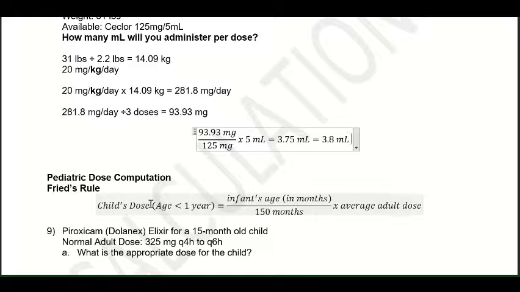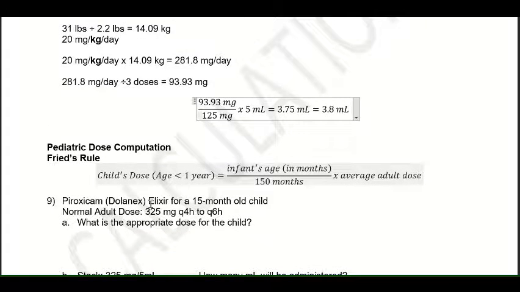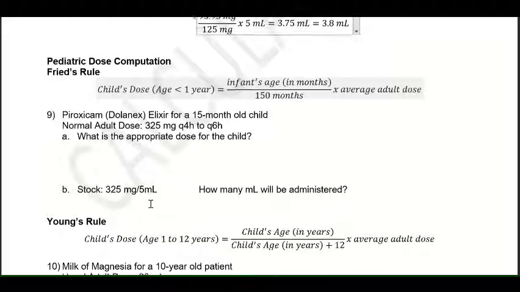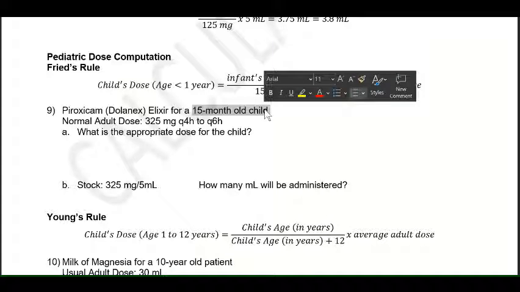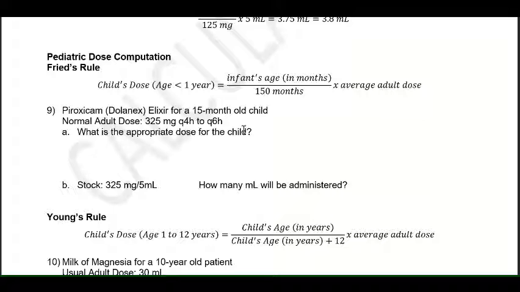I hope you're learning. I hope you're getting this as we go along. Let's apply Freud's rule. Here comes this patient, a 15-month-old child. Can I apply Freud's rule if this is a 15-month-old child? No. Let's correct this example for the purpose of learning.